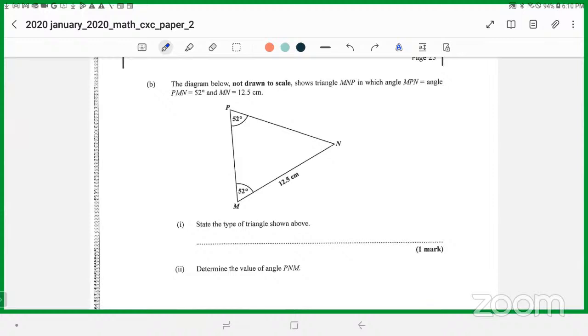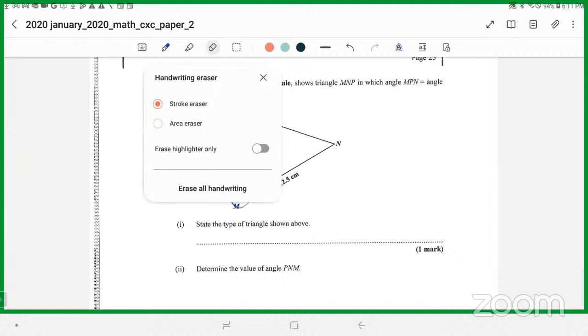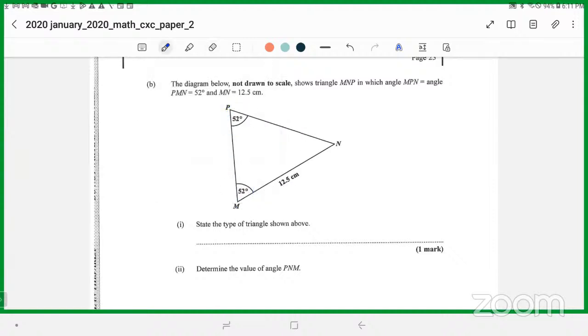So triangle MNP, in which angle MPN and angle PMN equal 52 degrees. That's these two. We don't do this topic yet, you know. We don't do polygons and so on. But this becomes an isosceles triangle. These two angles are equal. So if those two angles are equal, then this side, which is opposite that angle, and that side opposite this angle are also equal. So these two sides are also equal. All right, so we know that this side over here is also 12.5.